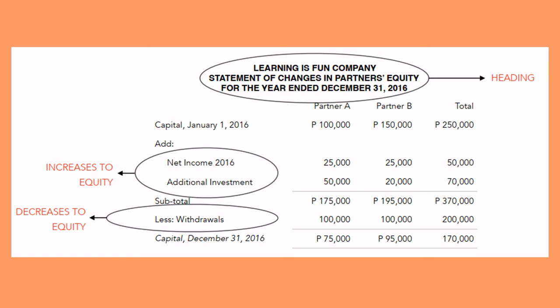Sa title, instead na ang nakalagay ay Statement of Changes in Equity or Statement of Changes in Owner's Equity, dito ang nakalagay ay Statement of Changes in Partner's Equity to denote na ito ay partnership. There are 2 or more owners, kaya may column for each partner. Sa example natin ito, dalawa yung owner of the business, kaya may column for partner A and partner B.